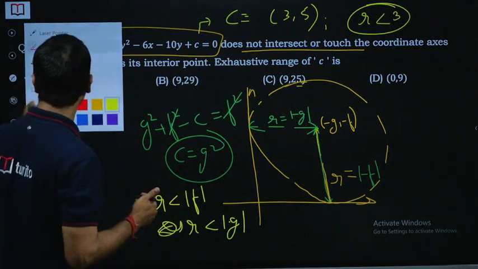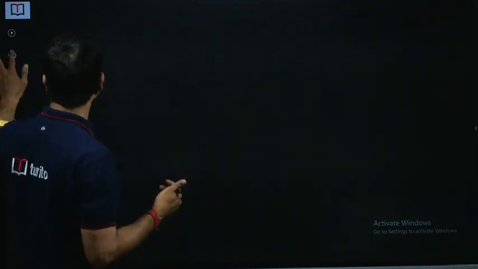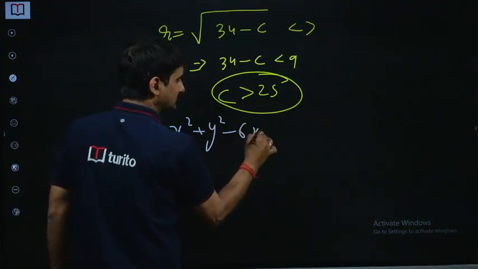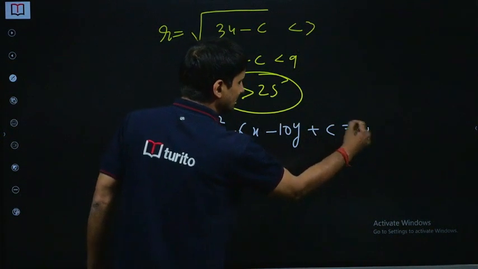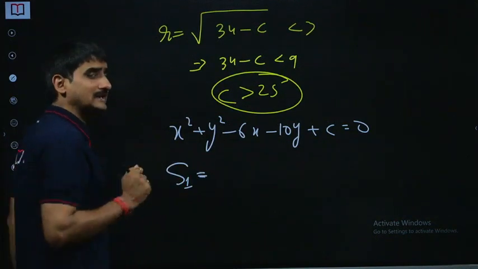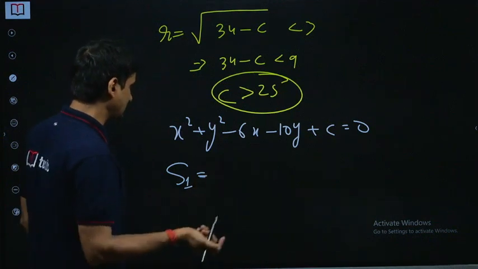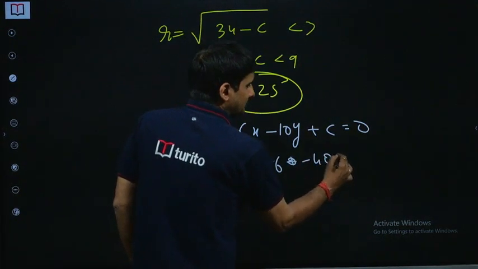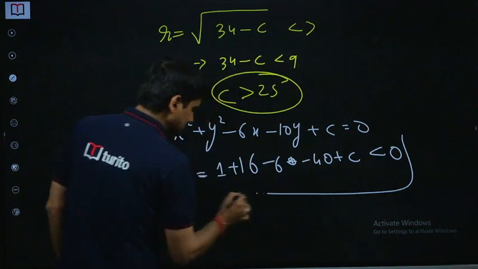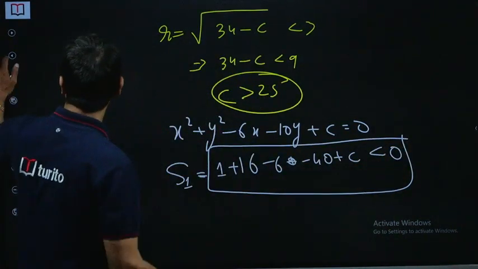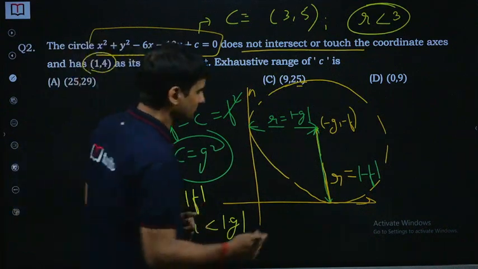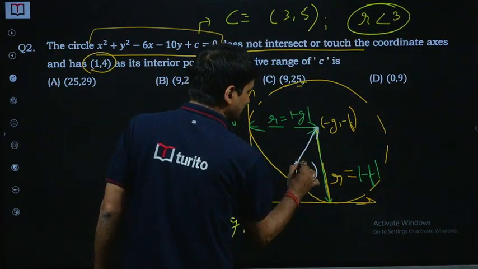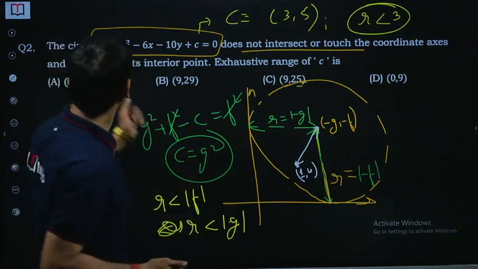If a point has to lie inside the circle, you just substitute the coordinates of the point in the equation, x square plus y square minus 6x minus 10y plus c. So you have to get S1: replace x by the abscissa of the point, y by the ordinate of the point. So 1 plus 16 minus 6 minus 40 plus c, and that should be less than 0. Otherwise you can simply use geometry: if (1, 4) lies inside the circle, then the distance of the center from this point should be less than r. That's how you will get this condition.